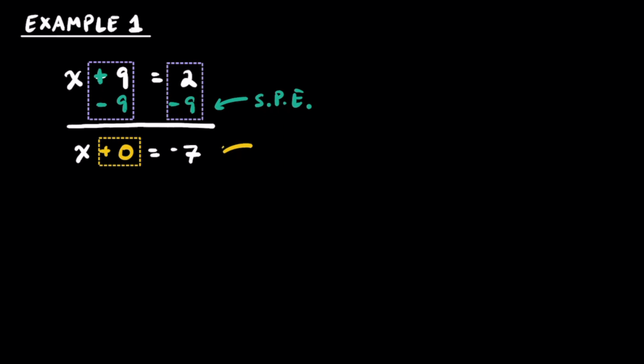Because adding 0 doesn't change any values, the identity property of addition states that we don't need to write the plus 0. We can just write that x equals negative 7. There's our solution.